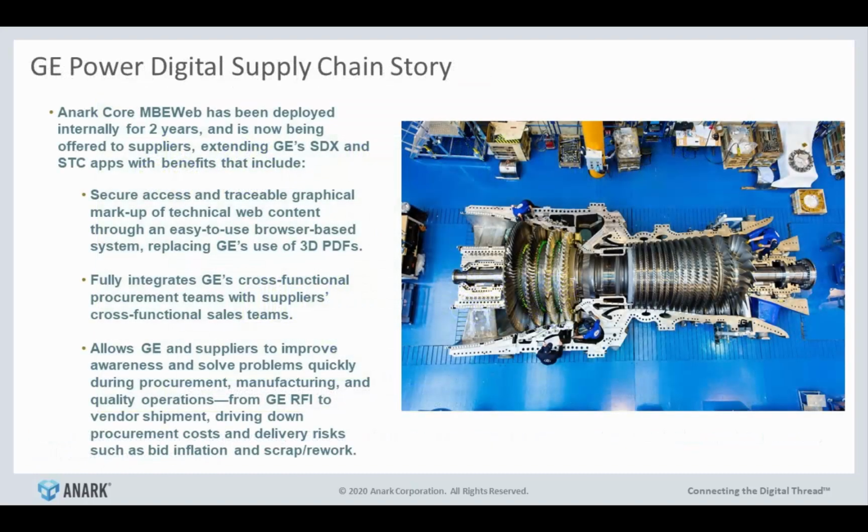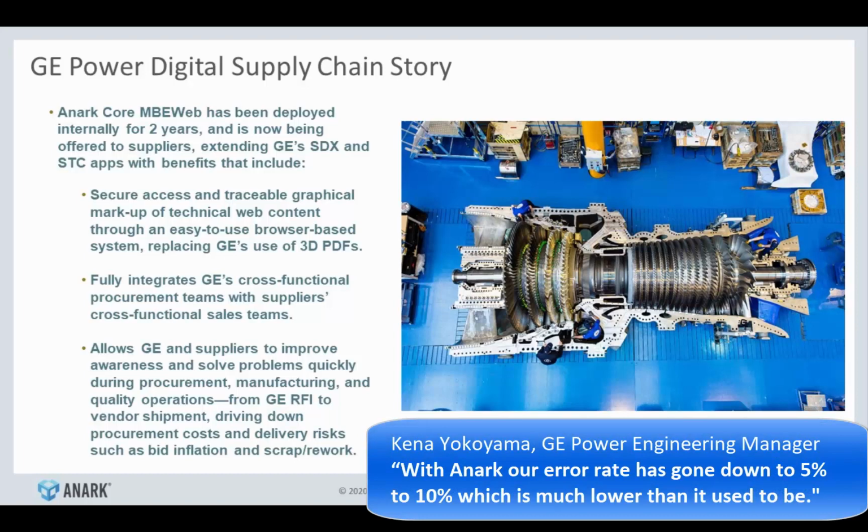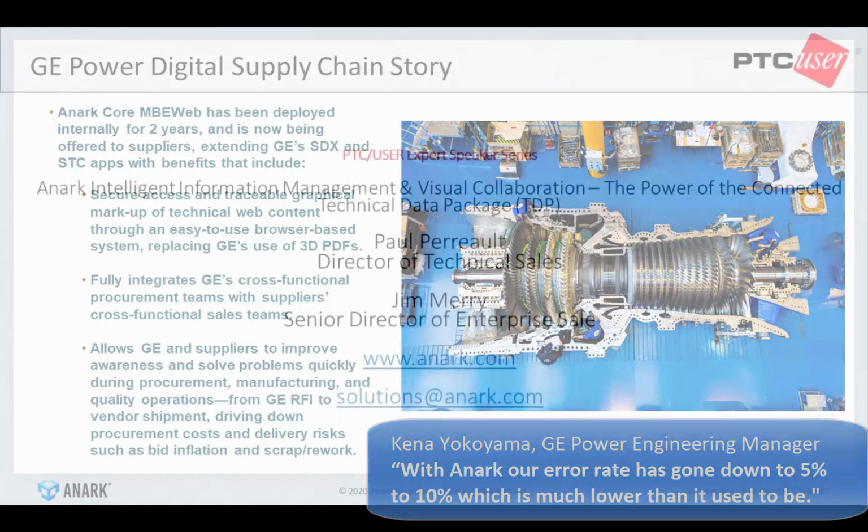One of the benchmark ROI results that we can talk about today comes from our recent GE Power supply chain collaboration webinar. GE Power focused on their deployment of Anark Core MBE Web as their web-based supplier collaboration solution. And Kenna Yokoyama from GE Power shared that, with Anark, our error rate's gone down to 5 or 10%, which is much, much lower than it used to be. We have other ROI metrics we can talk about. If you're interested, please contact us.